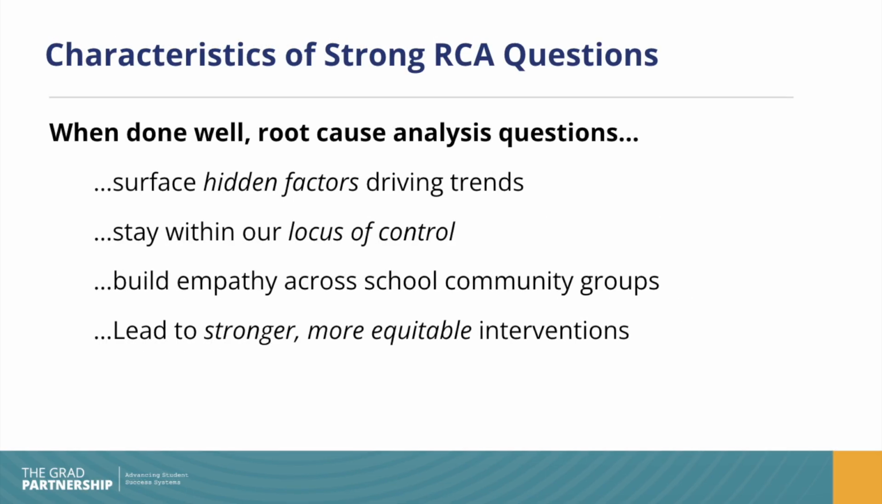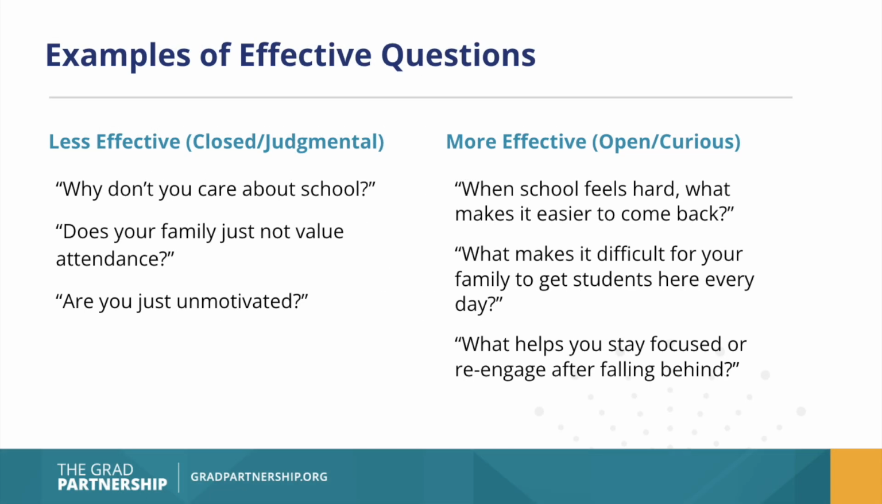Student success teams will craft root cause questions that surface hidden factors driving trends, stay within the team's locus of control, build empathy across school community groups, and lead to stronger, more equitable interventions. Here are samples of more and less effective questions. Asking closed and judgmental questions like, "Why don't you care about school?" is not as effective as taking an open, curious approach by asking something like, "When school feels hard and you don't want to come to class, what makes it easier for you to come back?"